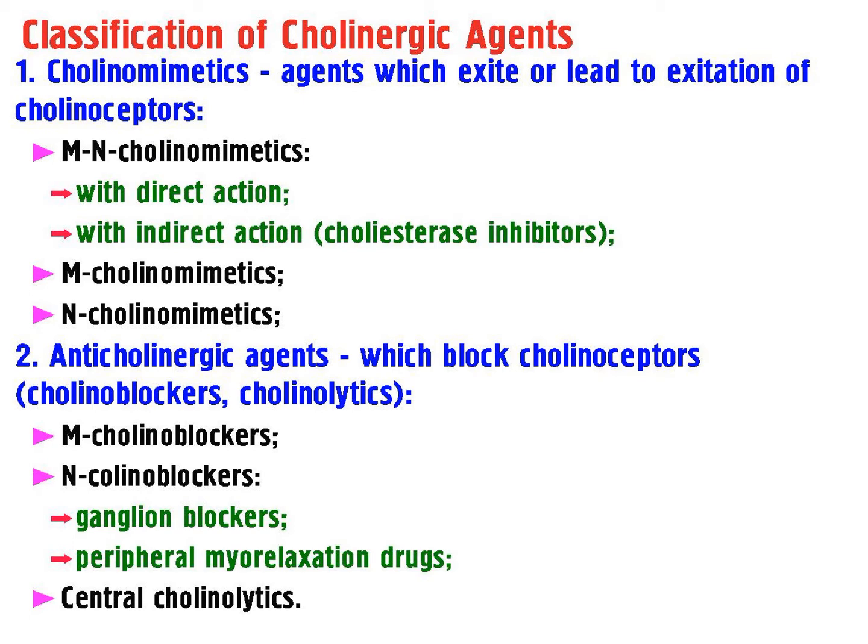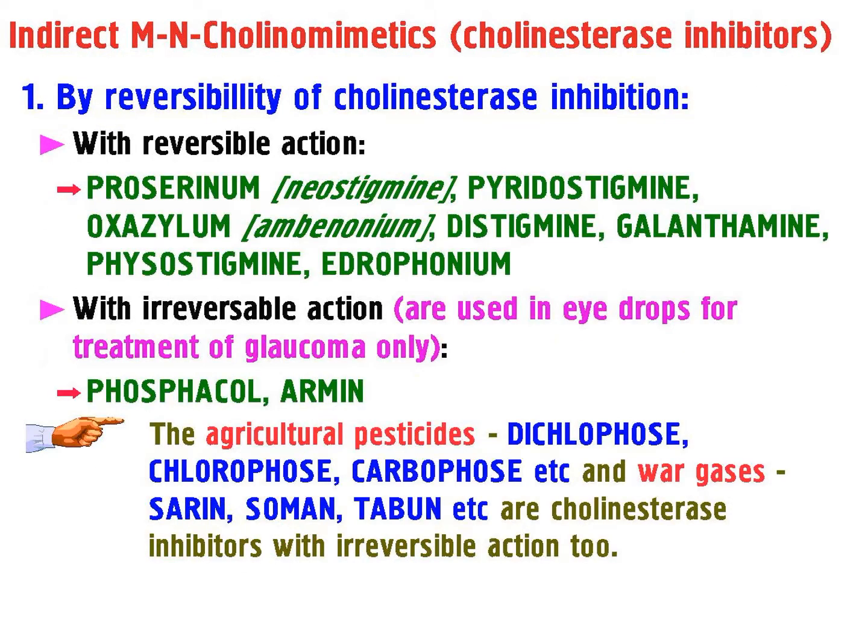Nicotinic cholinoblockers are further divided into ganglion blockers, which block N cholinergic receptors or neuronal type of N receptors, and peripheral myorelaxation drugs, which block muscular type of N receptors or NM receptors. Also, we have specific class of central cholinolytics, which mainly block the cholinoreceptors that are located in the CNS. The first class of cholinergic drugs which we will talk about is indirect acting M plus N cholinomimetics, or cholinesterase inhibitors. These drugs can be classified into different types, for example, by reversibility of cholinesterase inhibition into the drugs with reversible and irreversible action.